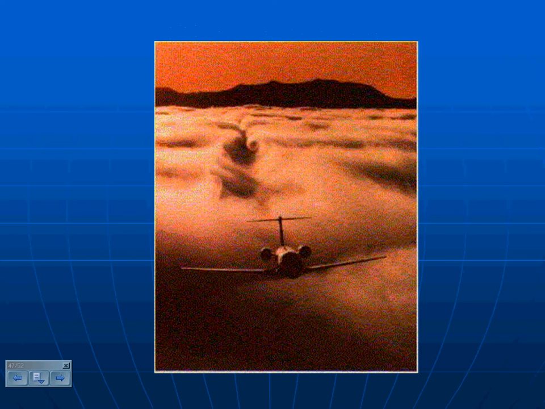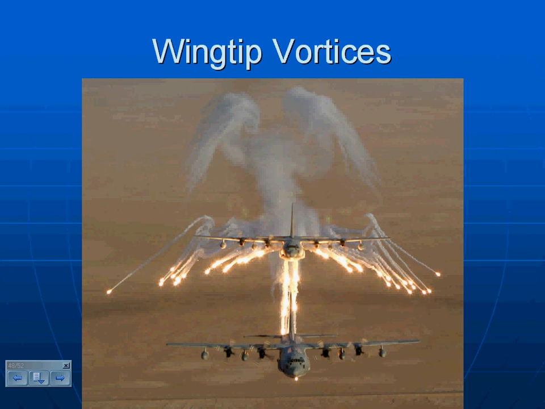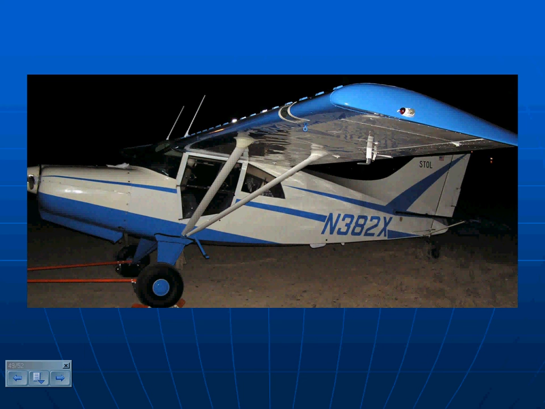And here's a cool picture of a jet flying through clouds, and as you can see, its induced drag back there. Here's a C-130. They call this the Flying Angels. When it starts to release its countermeasures, you can see that the wingtip vortices make it look like an angel out of smoke.